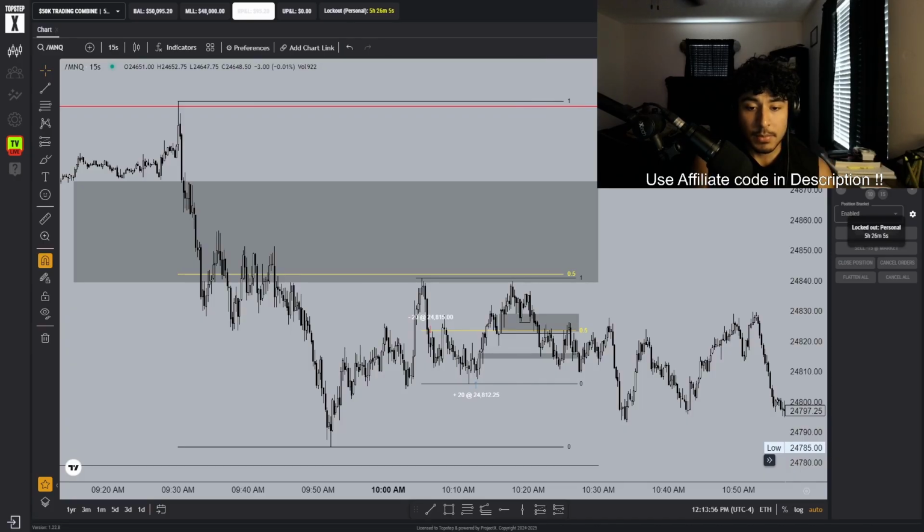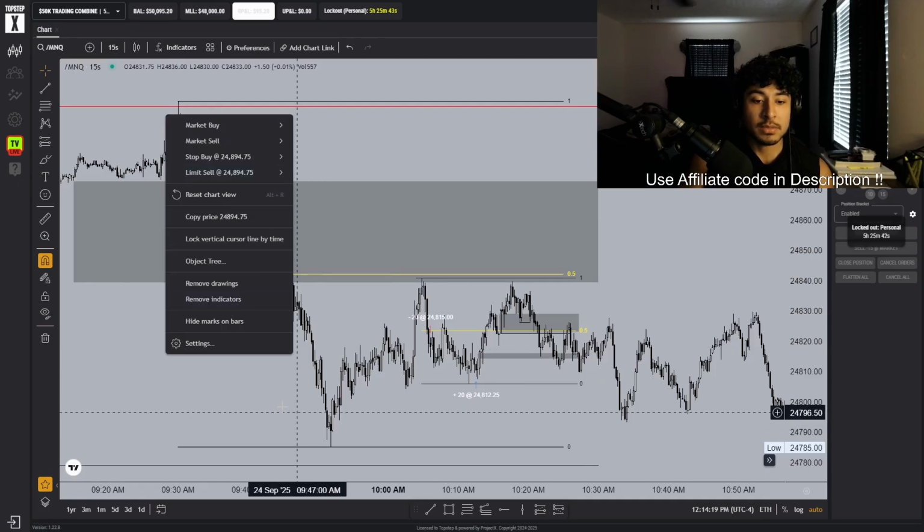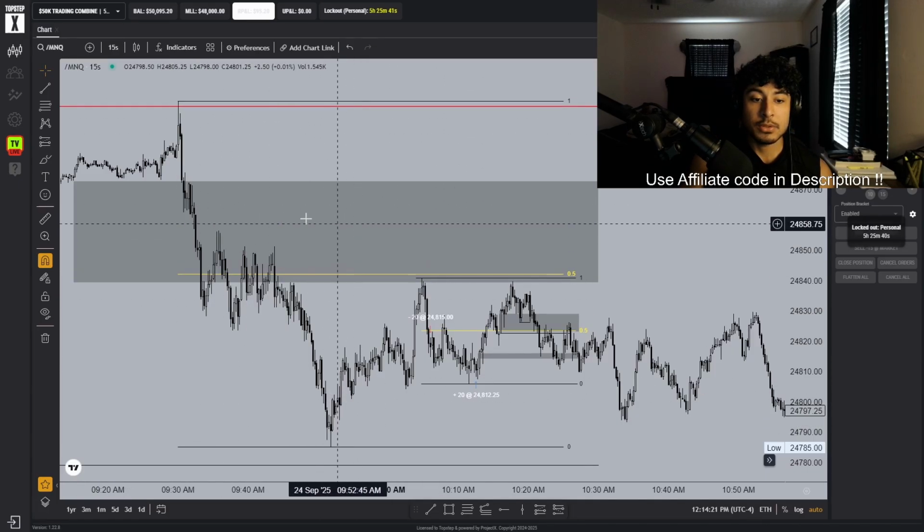Patience pays. Not taking these low quality B plus setups. If we follow the model to the tick, knowing what type of setups and filtering out what quality of setups you're taking is very, very important. This was a retracement type setup where we had strong displacement. We were trading back into the range.